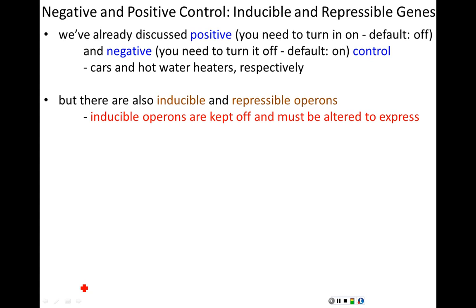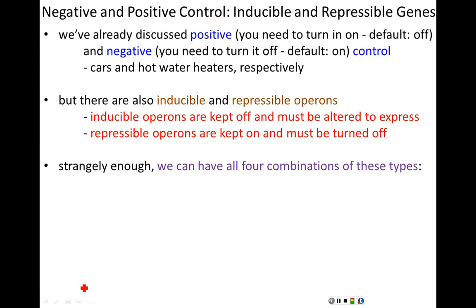Inducible operons are kept off by the cell most of the time. So the cell works on the assumption that the operon is not usually needed, and only when that operon is needed does the cell allow it to be expressed. Repressible operons are the opposite. For repressible operons, the cell usually needs the operon on, and so it keeps that operon on most of the time. But sometimes, in rare exceptions, the operon is negatively regulated and turned off by the cell.